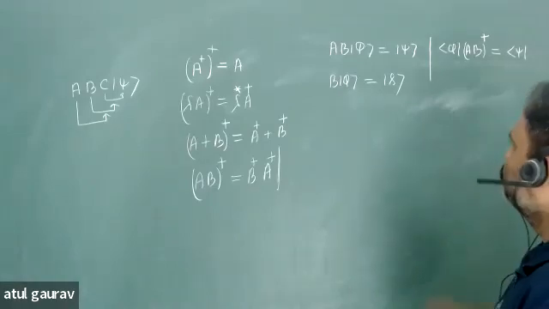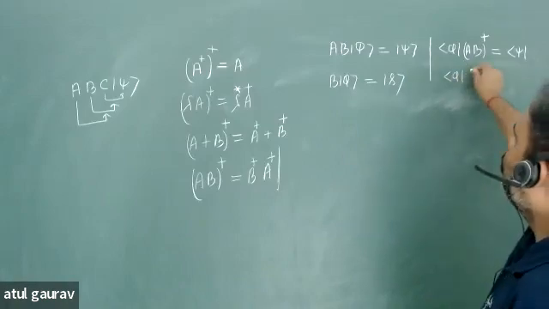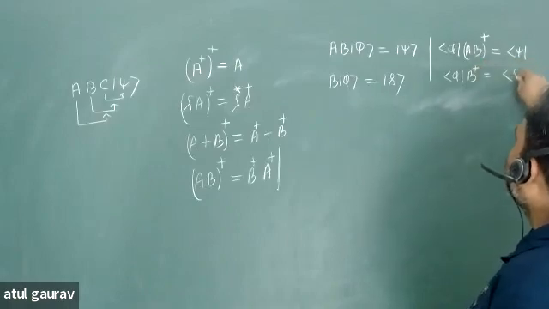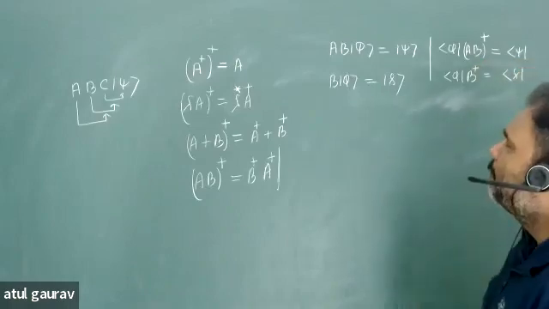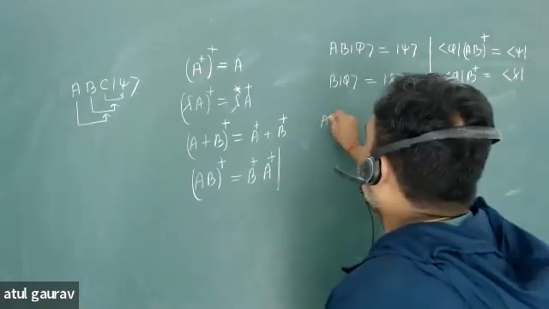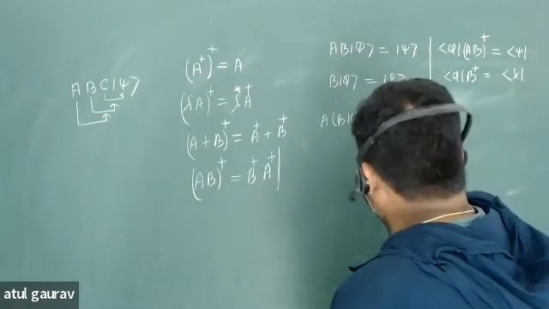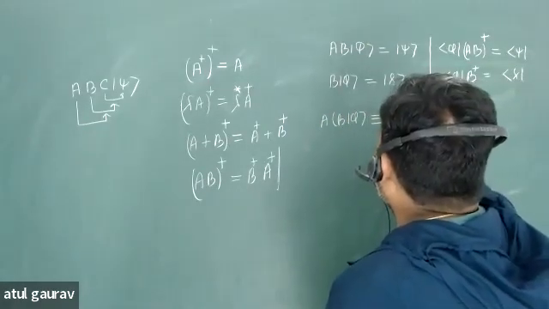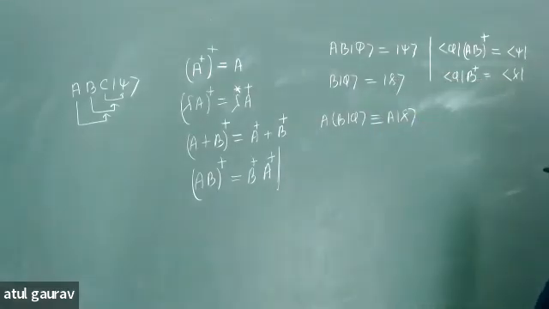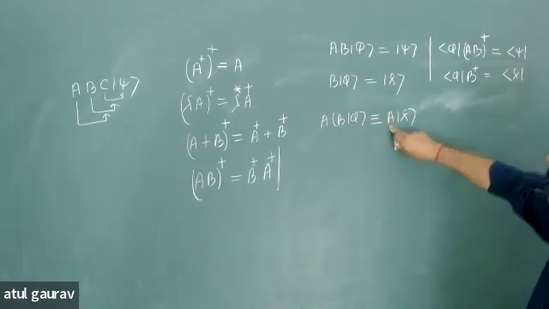Bra phi B dagger is equal to bra chi. Now A will operate on B phi, which is equivalent to A operating on chi. Yes or no? Yes, sir. So A will operate on B phi and A will operate on chi.